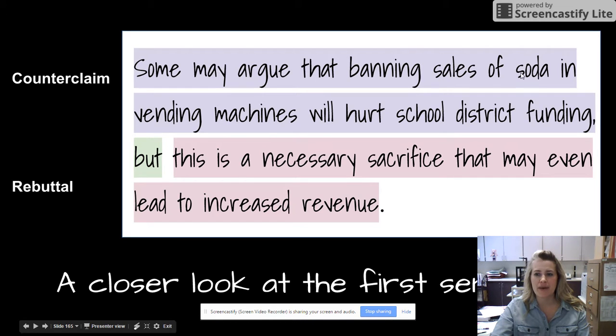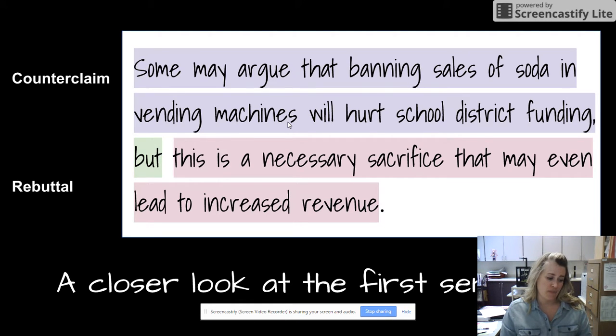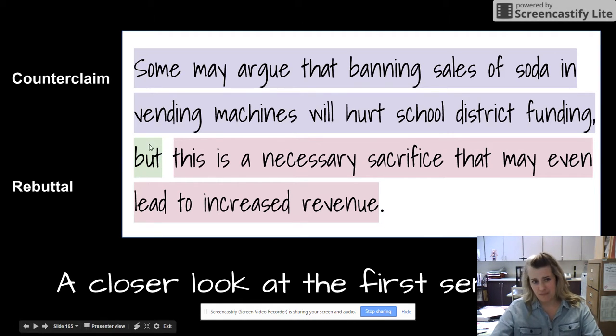Some may argue that banning sales of soda in vending machines will hurt school district funding. So this is basically the opposite of my claim, okay? Remember, my claim was soda should be banned. My counterclaim is banning soda would be a bad idea because it'll hurt funding. Then I have the word but, and all of your counterclaims are going to have the word but.